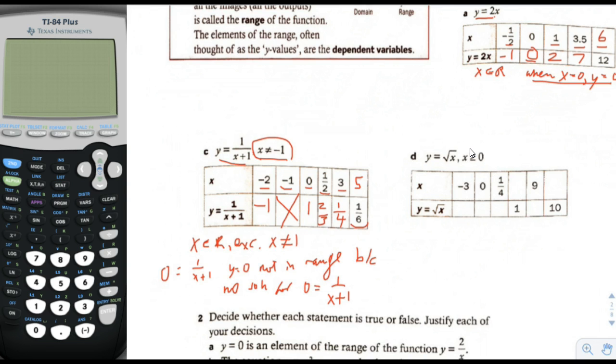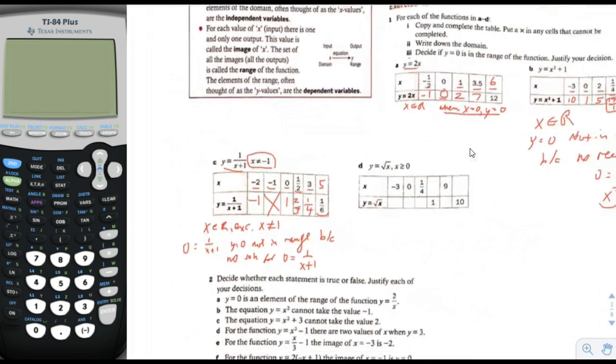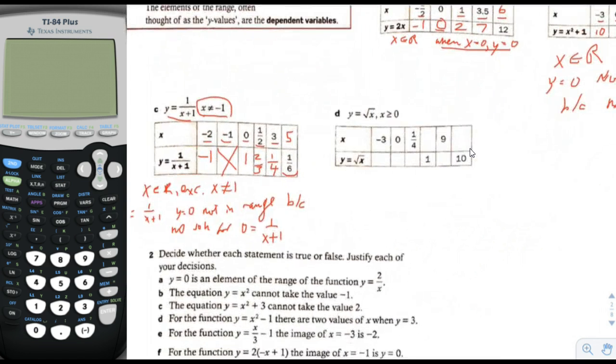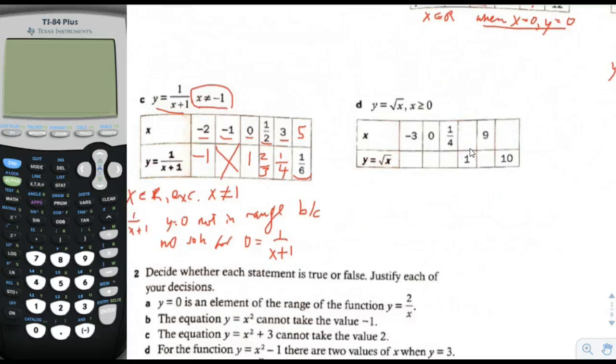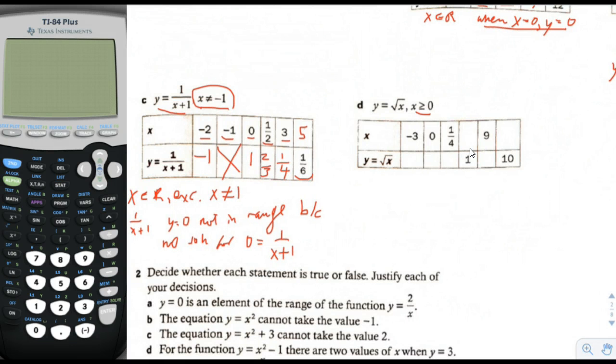Okay? What about D? Y equals the square root of x, where x is greater than or equal to 0. So if you put 0 in for x, then you get 0 out for y. If you put -3 in for x, that's illegal. Square root of -3 doesn't exist. If you put 1/4 in there, the square root of 1/4 is 1/2.